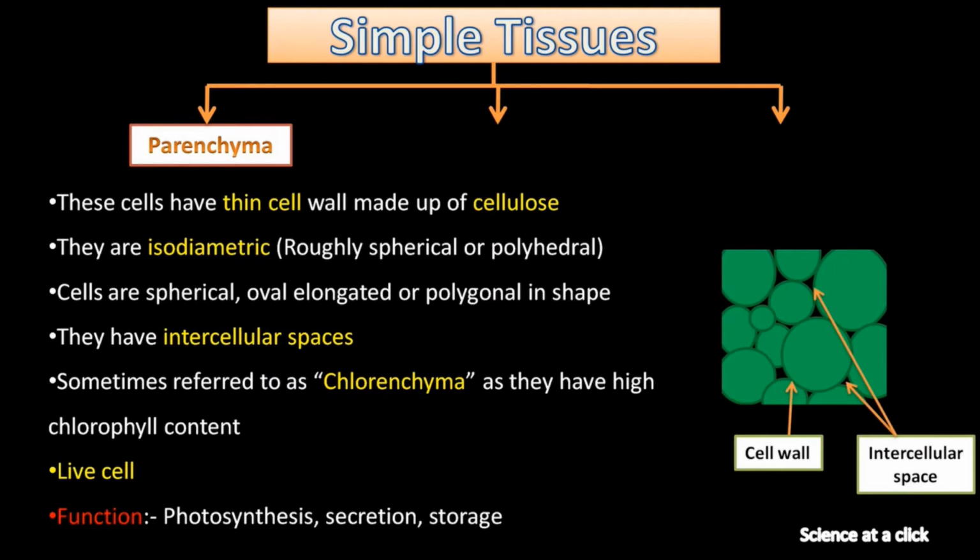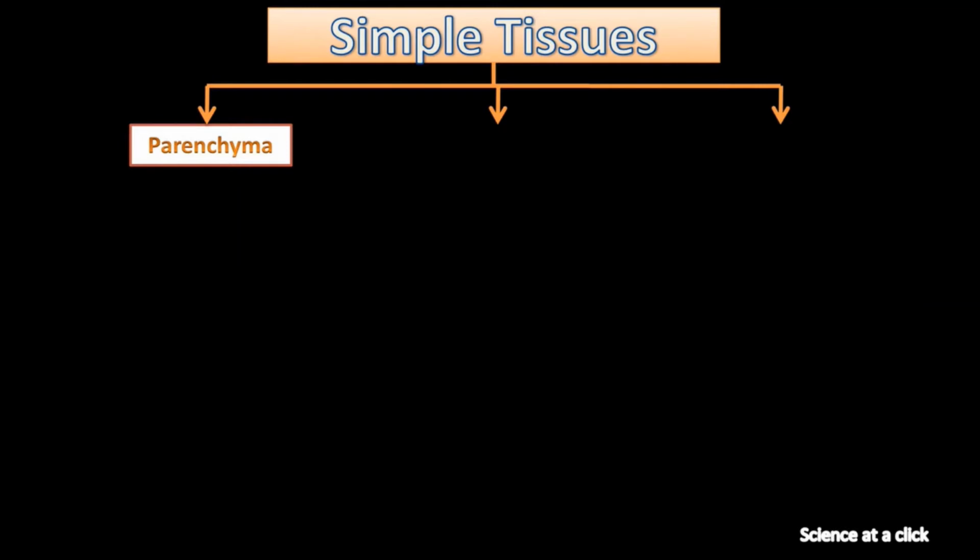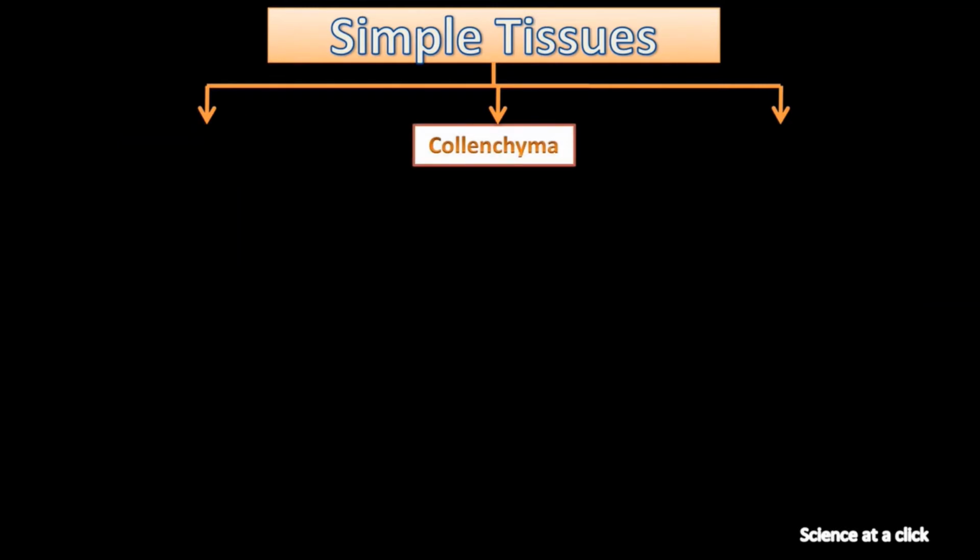These are referred to as chlorenchyma because they have high chlorophyll content and they are live cells. So because they contain the chlorophyll, their function will be photosynthesis, secretion and storage. Then we have collenchyma.